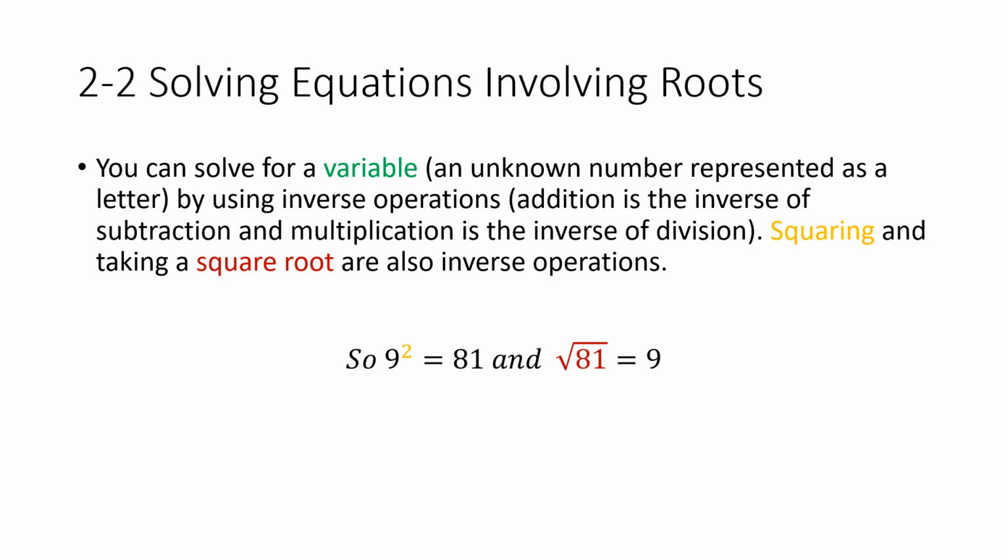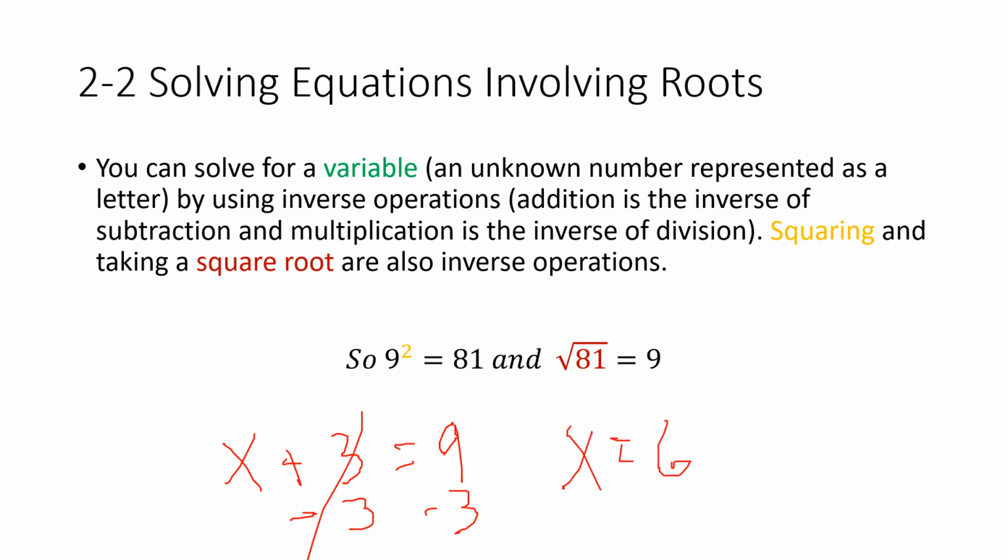As you should know from last year, you can solve for a variable, which is a number we don't know like x or y, by using inverse operations. We've seen this in the past. If you had x plus 3 equals 9, we would solve for x by using the inverse of addition, which is subtraction, and we would subtract 3 from both sides to isolate the variable. Those would cancel, and we would be left with x equals 9 minus 3, which is 6.